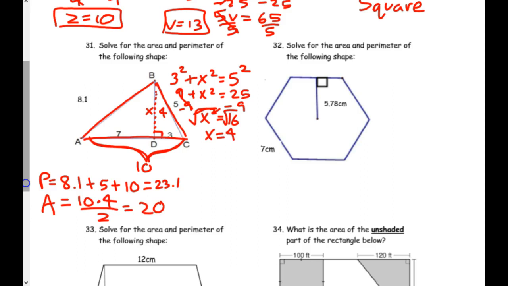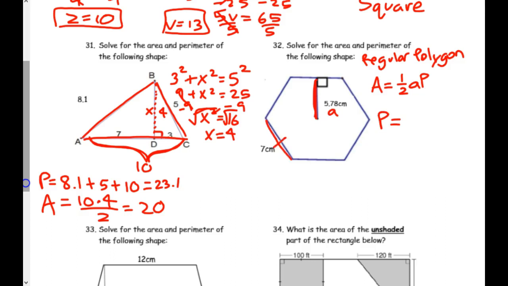32, solve for the area and perimeter of the following shape. Remember, this is a regular polygon. This is on your formula chart. The area is 1/2 little a, big P. Little a stands for apothem. So right here, this is my apothem. Let's figure out the perimeter real quick.